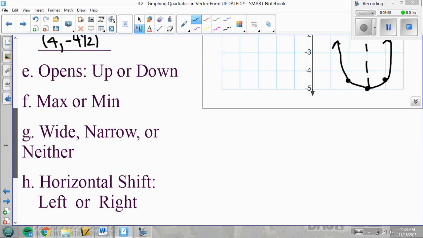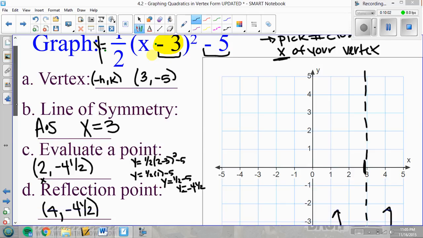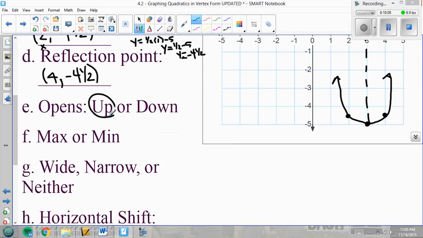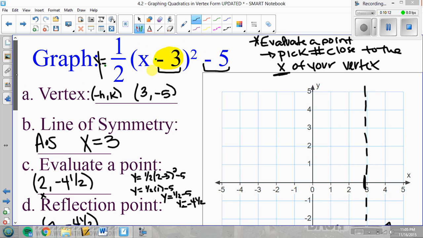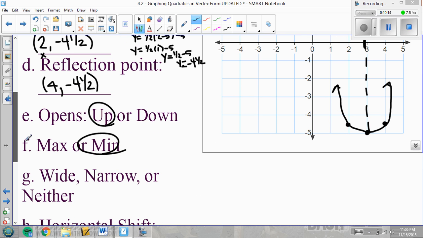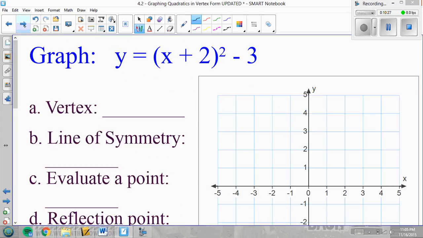Now to determine if it opens up or down, say we didn't graph yet. I know that A is a positive 1/2 out front. So positive tells me it opens up, which means I have a minimum. And wide, narrow, or neither, you're just looking at the number, not the sign. So 1/2, which is less than 1, so we would be wide, which was stated on our first slide, which I noticed that I skipped a problem, so we can go back to that one after this one.